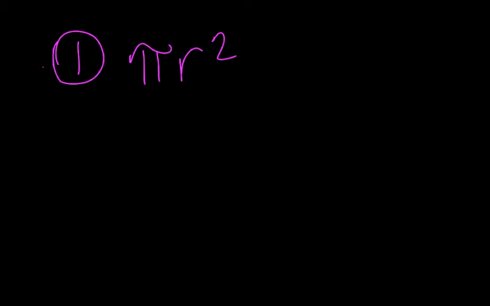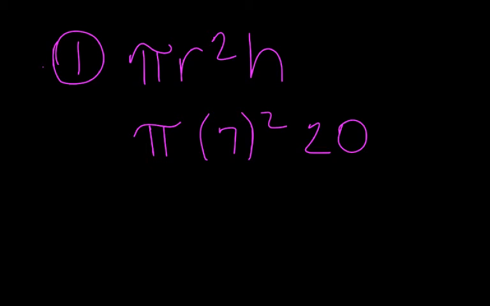You have the area of the base, which is a circle, so you have pi r squared, times the height. Once you write the formula, go ahead and replace the variables with numbers. You have pi times 7 squared times 20. At this point, you can use your calculator.